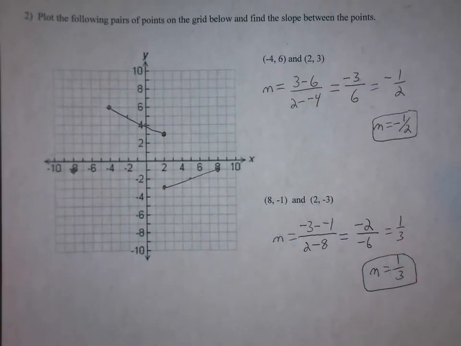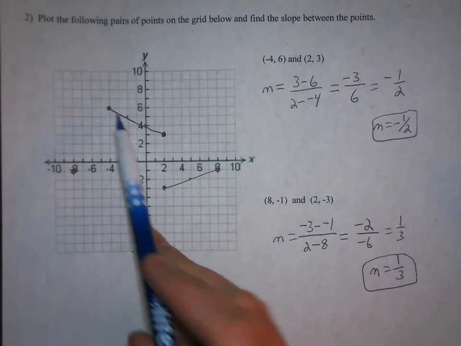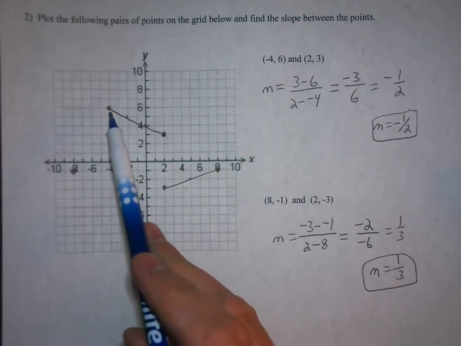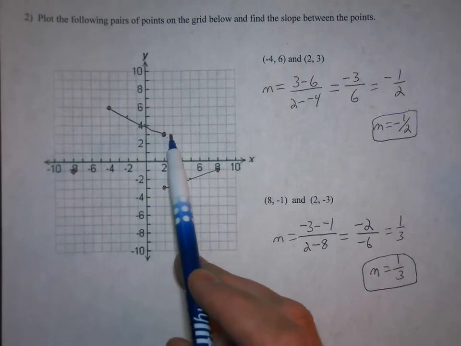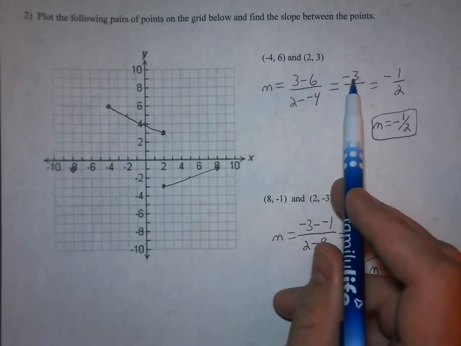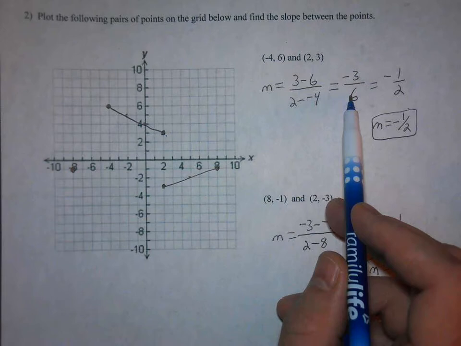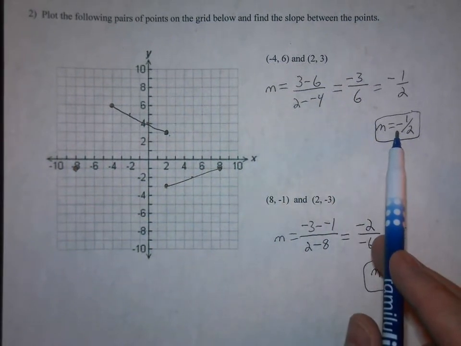So here's the answer for that. With (-4, 6), that's a point right here. And then (2, 3) is this point. So it looks like we go down 3 and to the right 6. That shows up when you do the slope formula. Negative 3 means you go down 3, and then positive 6 means you go right 6. So that reduces to a slope of negative 1/2.